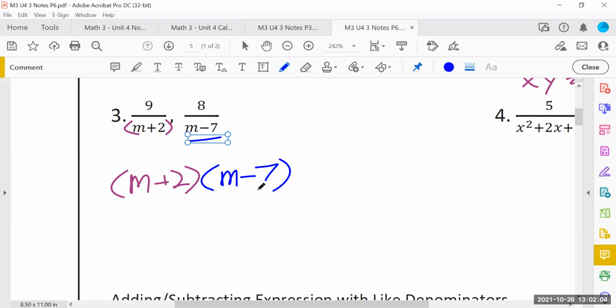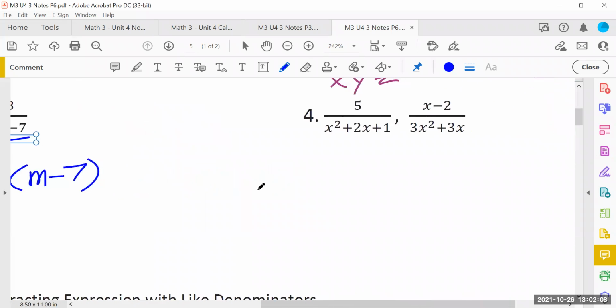Now, that one's kind of nice in that there was nothing to factor there. The next one is going to require a little bit more work because these factor. So 5 over x squared plus 2x plus 1. The bottom, x squared plus 2x plus 1, factors into x plus 1 times another x plus 1. That way when I multiply it out, I get a 2x in the middle, 1 times 1 is 1. There are the factors for the first one.